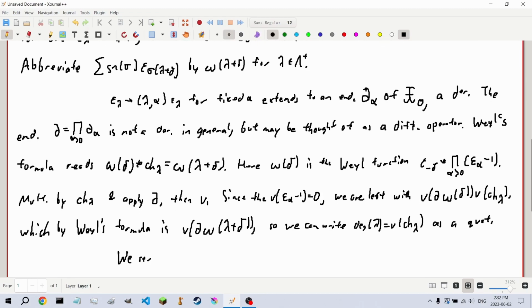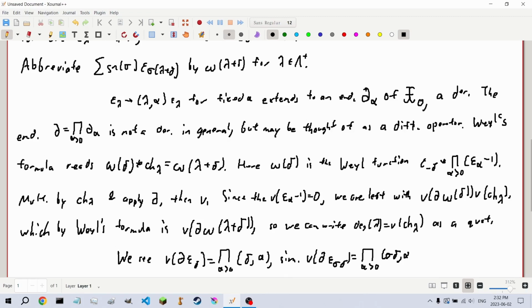Now we see that v of our faux differential of epsilon of delta is the product over our positive roots of the form of delta with alpha. Similarly, v of the faux differential of epsilon of sigma delta is the product over our positive roots of sigma delta with alpha, which is the product over positive roots. Delta, we can just shift the Weyl thing over to the other side like that.